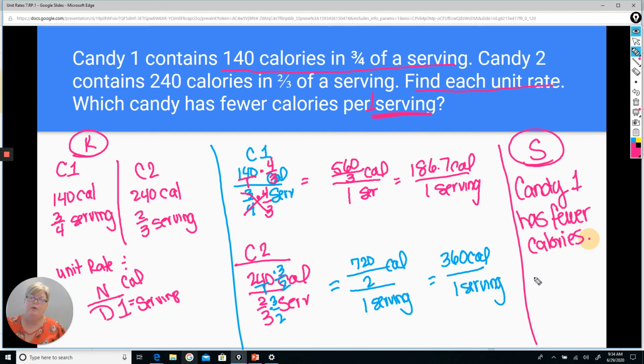Okay, but what I would do for math's sake so that we can see this, I would put 186.7 is fewer than 360. And I would do candy 1 and candy 2, and that's showing me that it's 186.7. Candy 1 has fewer calories than candy 2.